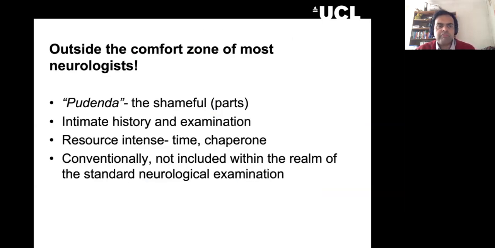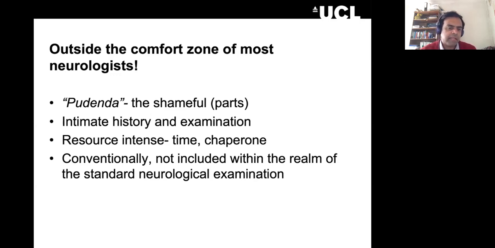This is something that's very much outside the comfort zone of most neurologists. If you go back to the etymology of the word pudendal, it is derived from a word that means the shameful parts. That sort of says it all, about why neurologists are generally reluctant to delve into this area much. It's quite an intimate history, so it can't be done in a 10-minute outpatient clinic. It takes several minutes to even gain the patient's confidence to then engage them in a conversation about intimate matters such as sexual function or bladder and bowel.